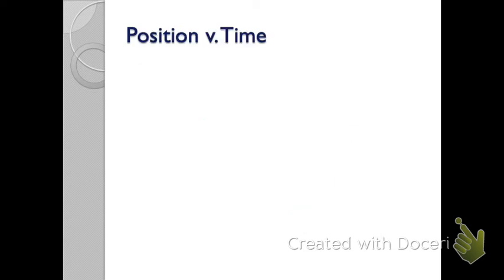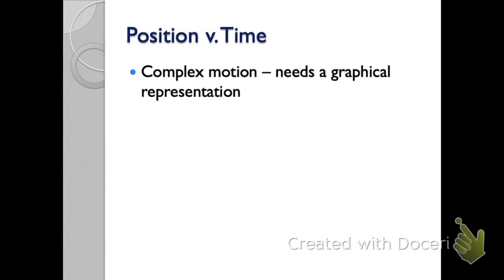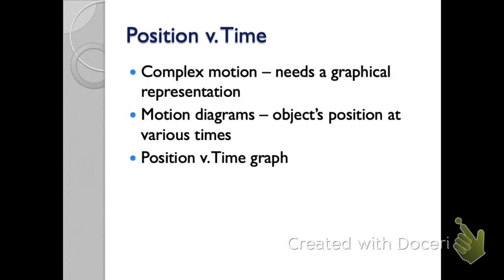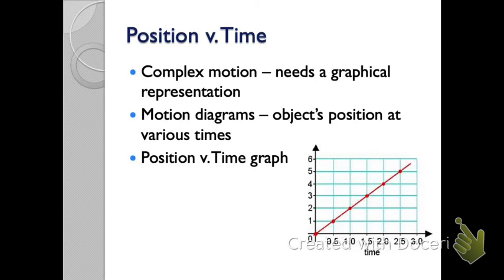Position versus time graphs. Okay, if we have motion that is not just simply something going from A to B at constant velocity, if we have complex motion, then it needs some graphical representation. So you can use a motion diagram or you can use a graph. A graph shows us more defined time intervals and things like that. Position versus time graphs in general look like this. Time's always on the x-axis, and position is always going to be on the y-axis.